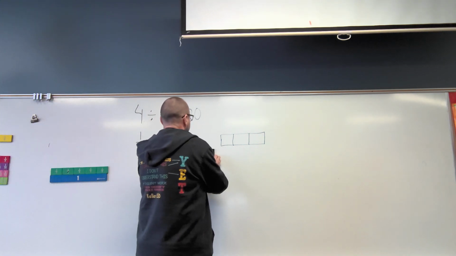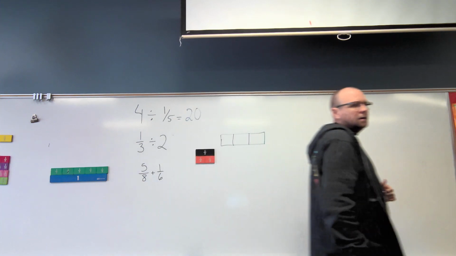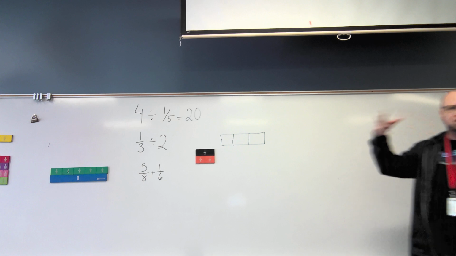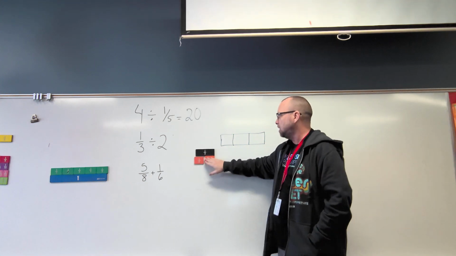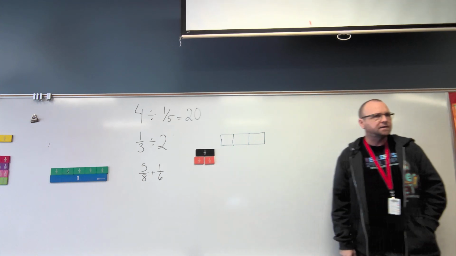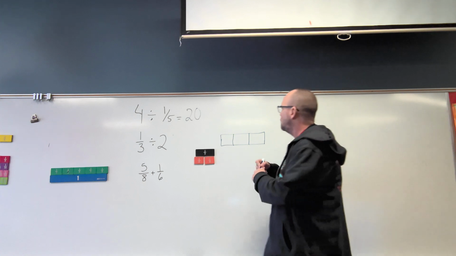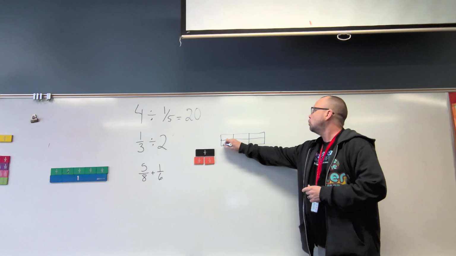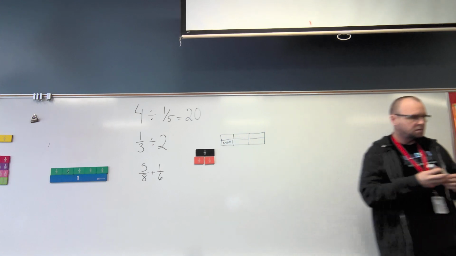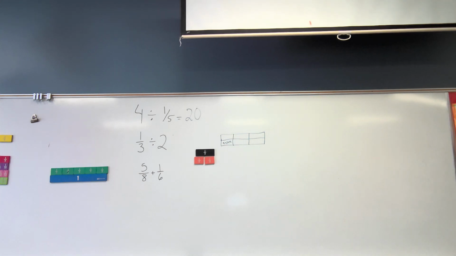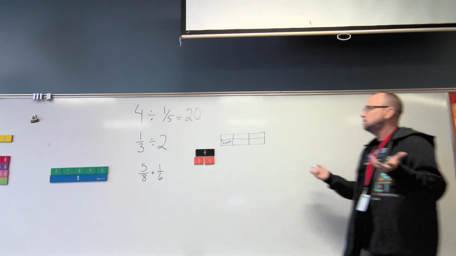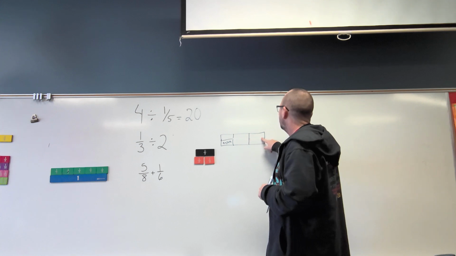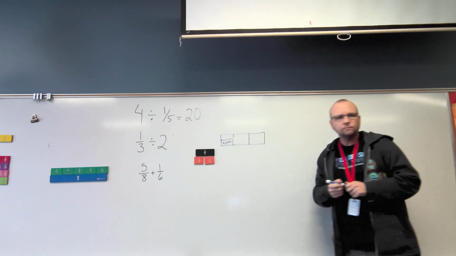1/3 divided by 2 is 1/6, because if the question is how much does each person get, each person would get 1/6. You may see a picture where they take the 1/3 and they divide it in half. And so one person gets this one. What fraction of the candy bar do they get? 1/6.